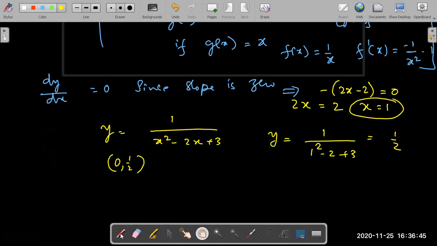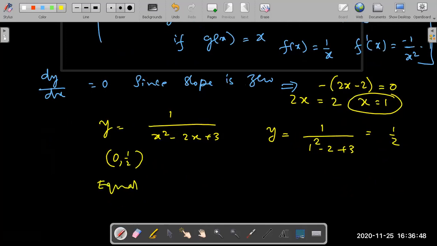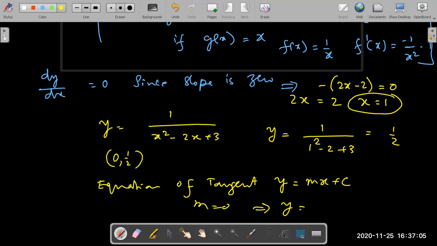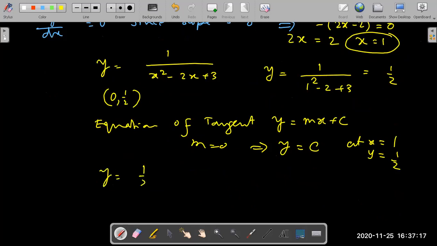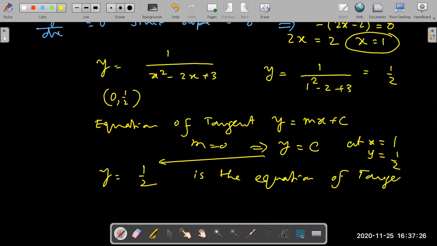So equation of a line or equation of a tangent should be in the form of y is equal to mx plus c. And so x should be substituting that value, but we have slope to be 0, m is 0. That implies y is equal to c. So at x equal to 1, y is equal to 1 by 2. Therefore, this y is equal to 1 by 2. This itself is the equation of tangent. That's it. That's the answer.